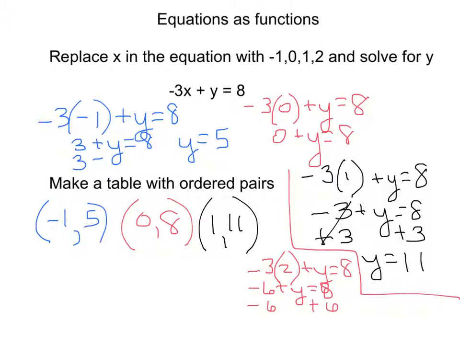So 8 plus 6 is 14. So the y value here is 14. So then you have your x is 2 and your y is 14. Then you would be able to set these up in a table where your x is in the top and your y is in the bottom with the corresponding coordinates.